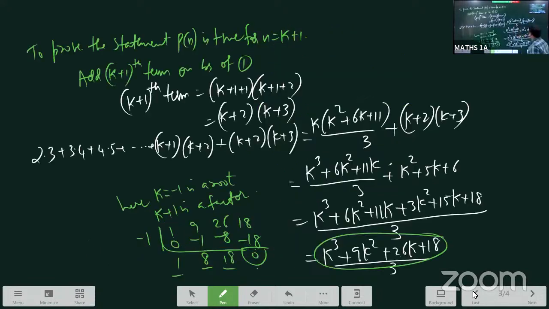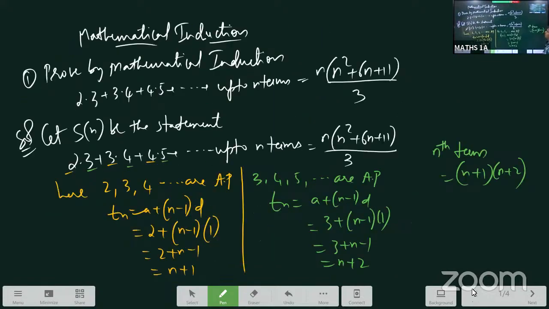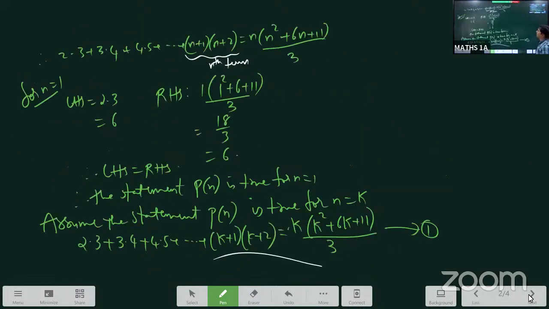Once again, you can have a whole look. Here, the nth term was not given. First, we were finding it; the question says prove by mathematical induction. This is a very important question, right? So the nth term was not given. We are finding the nth term by checking the first terms: 2, 3, 4, they are in AP. Next, 3, 4, 5, they are also in AP. So a plus n minus 1 into d. Is it clear? Like that, you will get your nth term.